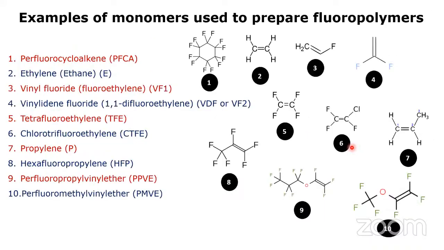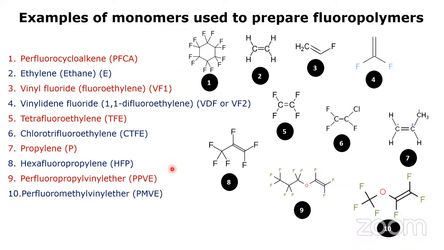Okay. So what all monomers are being used to form fluoropolymers? Here, some monomers used to prepare fluoropolymers have been listed. First of all is perfluorocycloalkenes, namely I have mentioned here, and structures have been given for all of these.